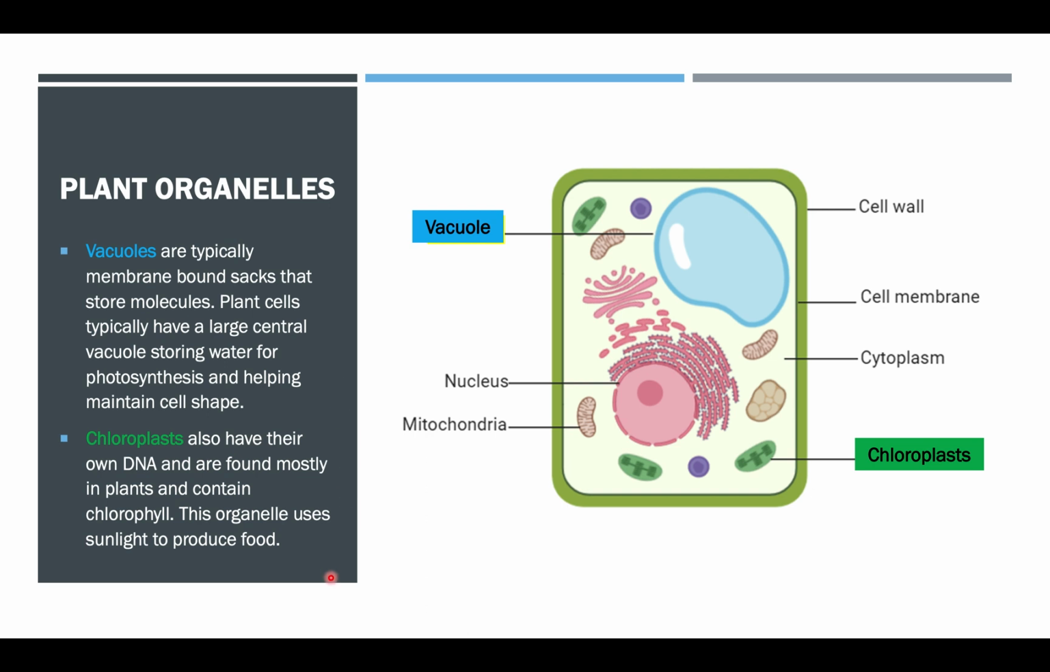They also have chloroplasts, which I have over here in green. Chloroplasts have their own DNA, and they're found mostly in plants, and they contain chlorophyll. And chlorophyll is what makes plants green. So this organelle uses sunlight to produce food for the plants. If you're thinking of just how plants are living and existing, that vacuole is their water source. This chloroplast is their food source.